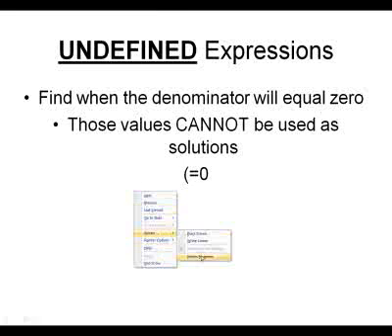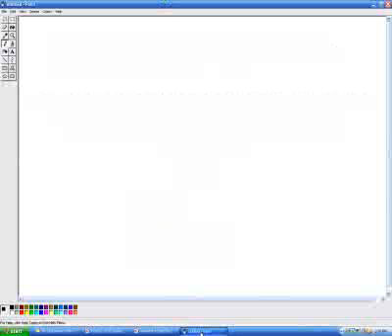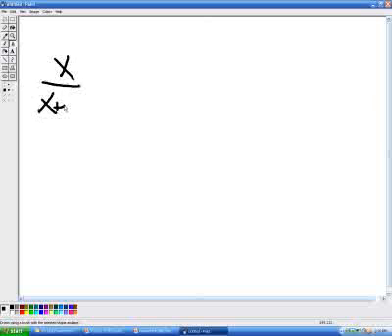For example, let's switch over here to my paint program. We haven't done this for a while. If we had the situation, I believe I did it like this. Yeah. Let's say we had x over x plus 3. Okay. This is a rational expression, as it is. But we need to make sure we never have a 0 in the denominator, because that would be undefined.